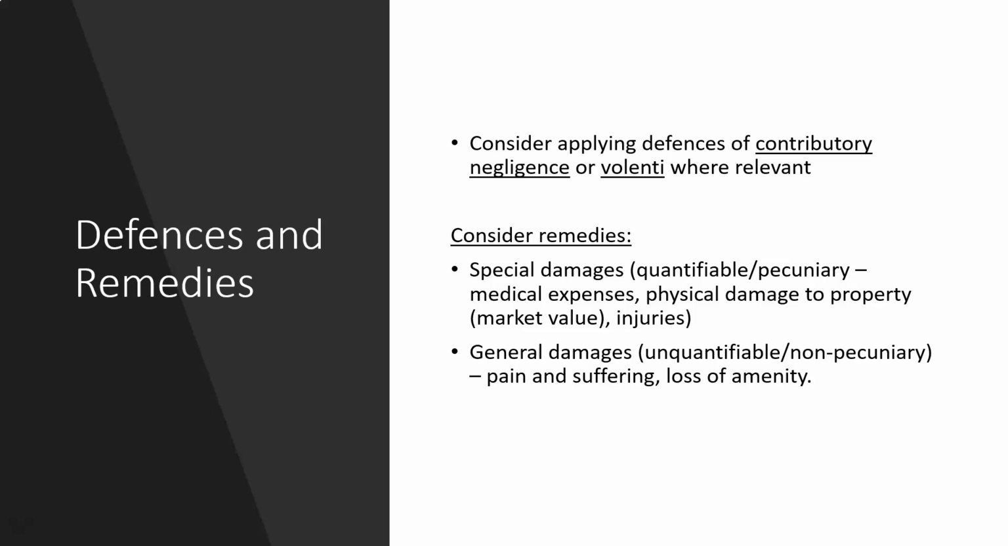And remember, the remedies that you'll be looking for in cases like this are either special damages or general damages. And remember, special damages are ones which are quantifiable, or quite often what they call pecuniary, which means you can calculate them easily or fairly easily. So that's medical expenses, physical damage to property, market value, injuries and things like that. And then finally, general damages, which are the unquantifiable ones, or non-pecuniary, which means that they're hard to actually put a figure on, such as pain and suffering and loss of amenity. And they're the sort of things you'll be suing the occupier for.